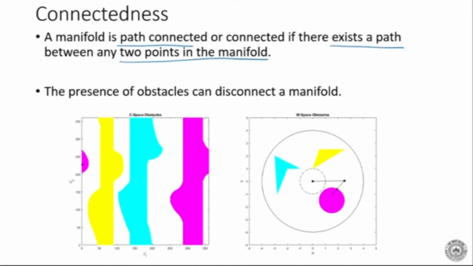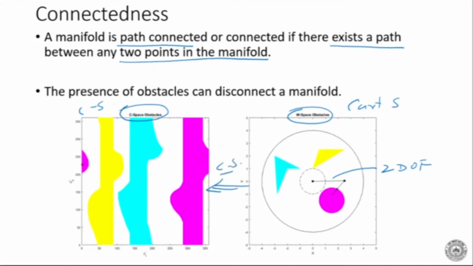Okay. So, like what we talked about in the last class, we said that this is my C space and this is my Cartesian space. So, this is my Cartesian space and this is my C space. Now, in this case, we have 3 obstacles, the pink one, yellow one and the blue one. So, we have a 2-link manipulator here. This is 2 degree of freedom, and we can draw the Cartesian space like this. So, we can draw the C space like this. And in the C space, we have obstacles here. So, this is my obstacle, obstacle and obstacle.